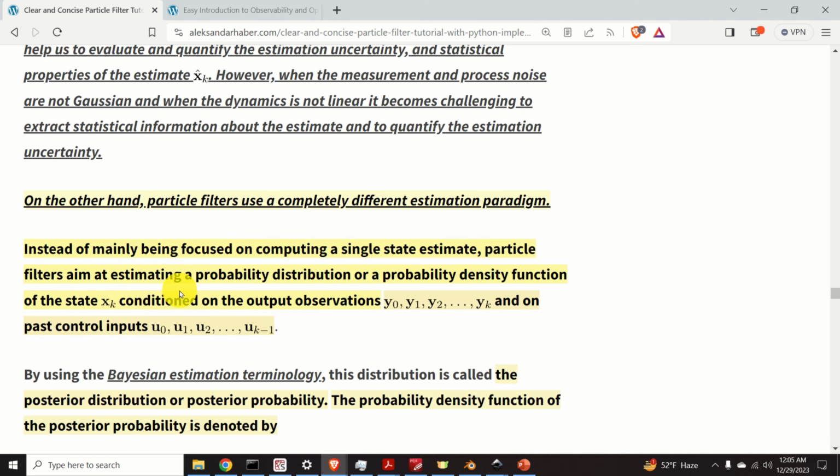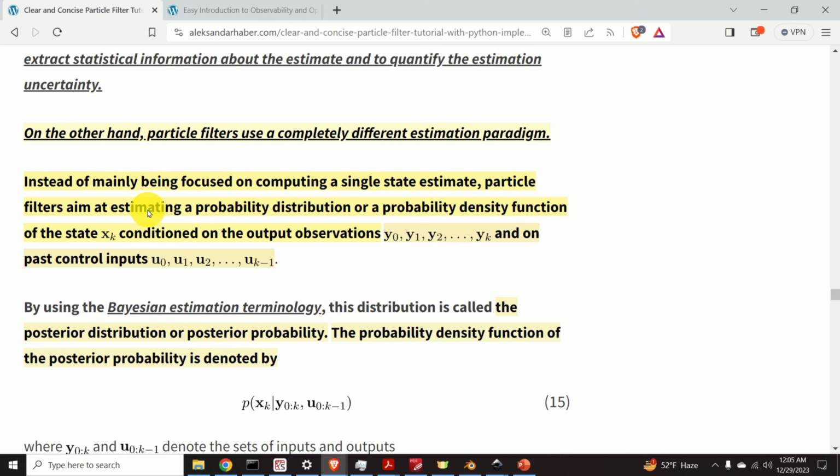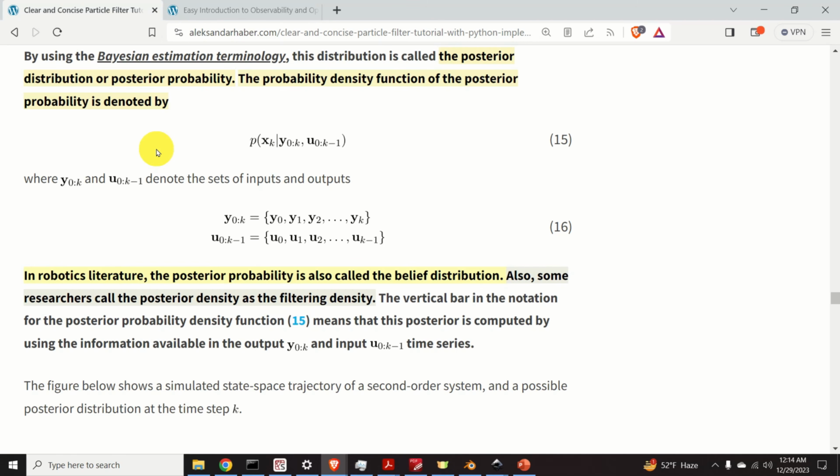On the other hand, particle filters use a completely different estimation approach and philosophy. Instead of mainly being focused on computing a single state estimate, particle filters aim at estimating a probability distribution or a probability density function of the state xk conditioned on the output observation y0, y1 until yk and on the past control inputs u0, u1 and until uk minus 1. By using the Bayesian estimation terminology, this distribution is called the posterior distribution or posterior probability.